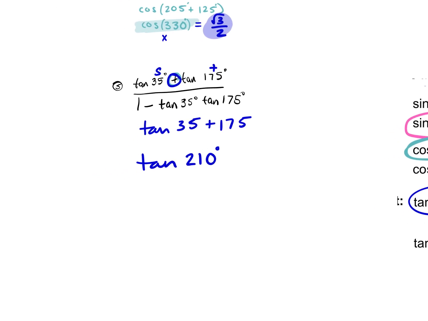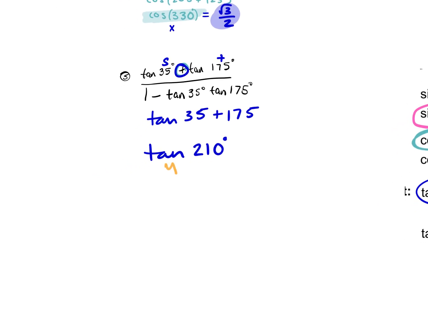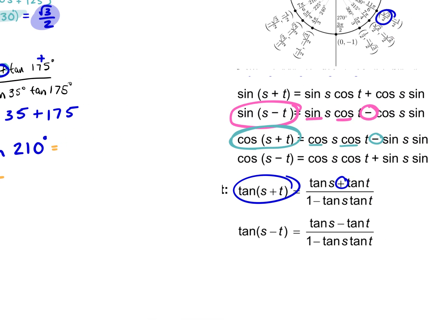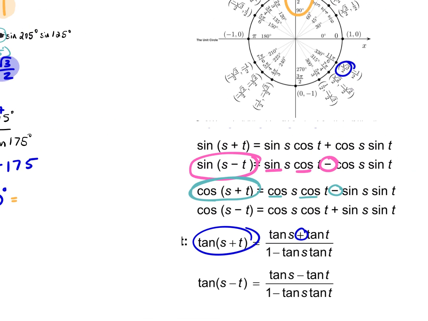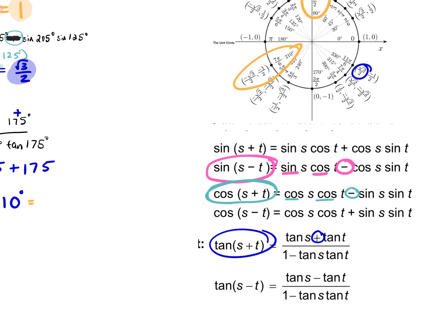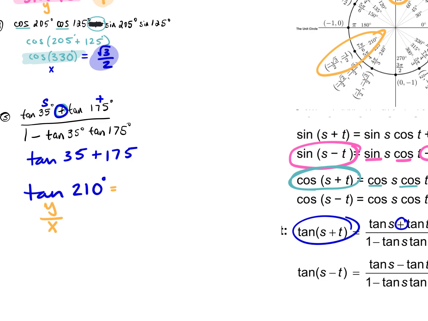Now tangent, on the first page, we said tangent is y over x. So it's not just looking at the x or the y. We have to do a little bit more math when we have a tangent. But let's go to 210 degrees on our unit circle. 210 would put us here. Our y value goes up top, so it's negative 1/2 over negative square root 3 over 2.